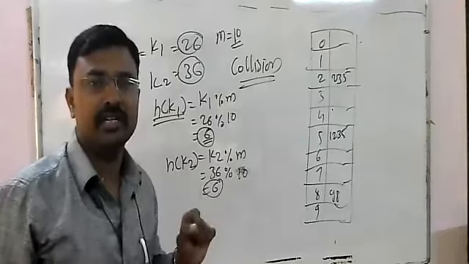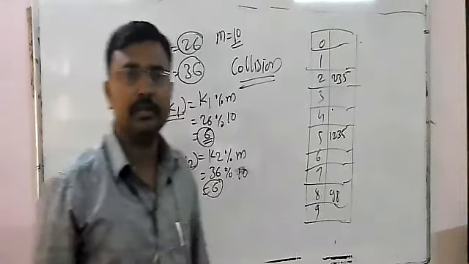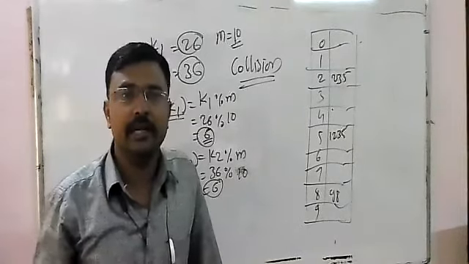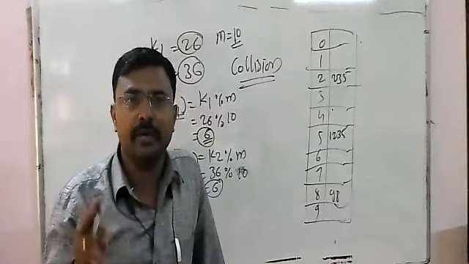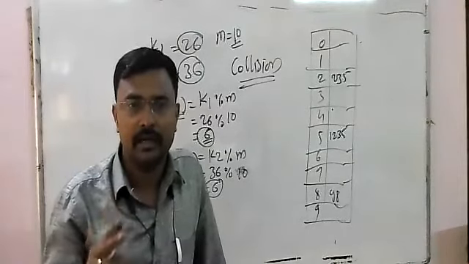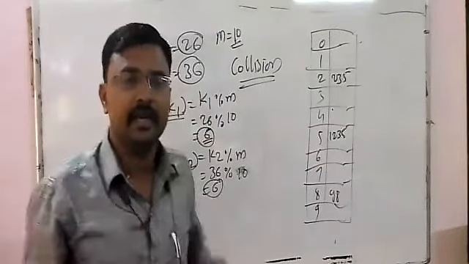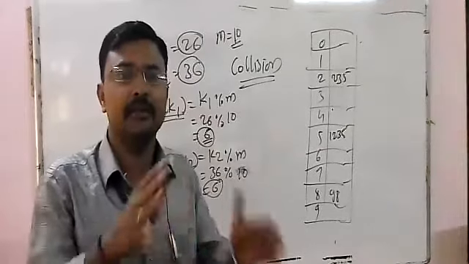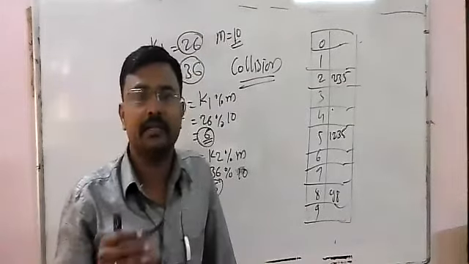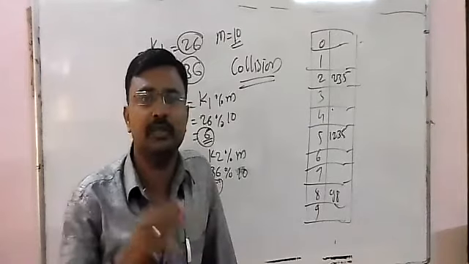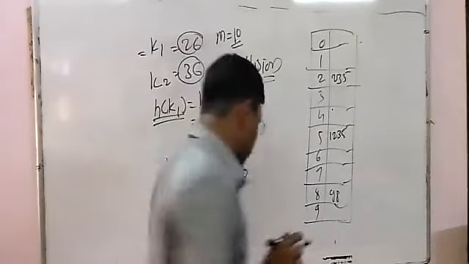So, collision is the condition in a hash table when it occurs, whenever you are going to store two key values having the same hash value. At that time you will get the collision message. Okay, so this collision must be removed. And there are some techniques for removing this collision. Okay, and what are the techniques?